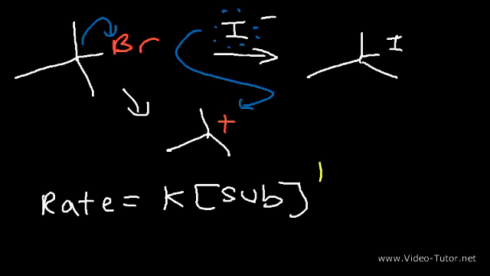The slow step is the formation of the carbocation. It takes a long time to produce this carbocation. The second step, the combination of these 2 ions, is pretty fast. So that's why SN1 reactions are known as first order nucleophilic substitution reactions. Overall, it's first order.